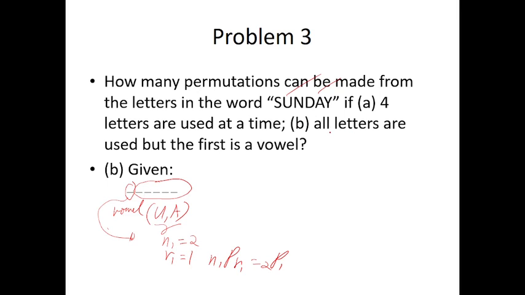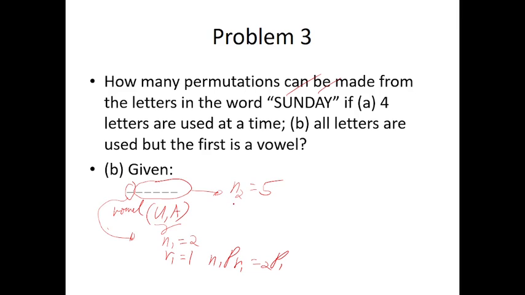All letters are used but the first is a vowel. So the remaining letters will occupy the 5 slots. What is now N2? N2 is equal to, so 1 is already occupied by a vowel. There are 6 letters all in all, but 1 is already occupied. Therefore, N sub 2 is 5. There will be 5 letters left.